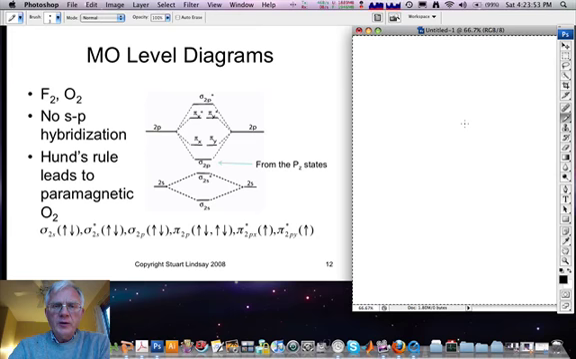Now we take what we have learned about the mixing of atomic orbitals to form molecular orbitals to look at the energy levels of some very simple molecules. We begin with homonuclear diatomic molecules, for example fluorine and oxygen, in which the orbitals are simple combinations of either atomic S states or atomic P states. In other words, F2 and O2 are molecules in which there is no sp hybridization.